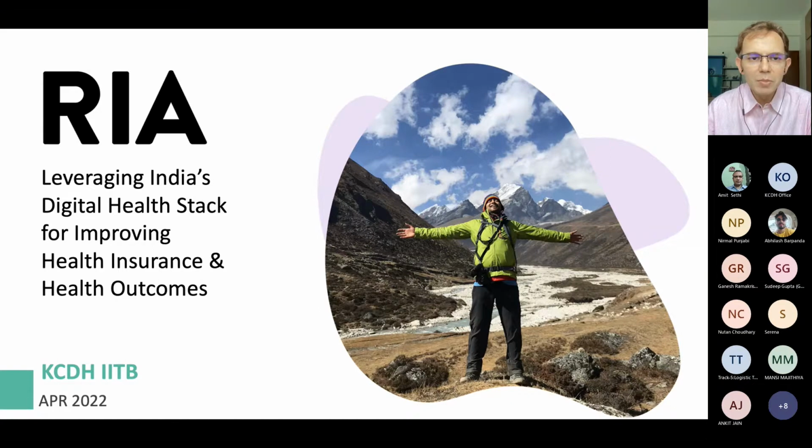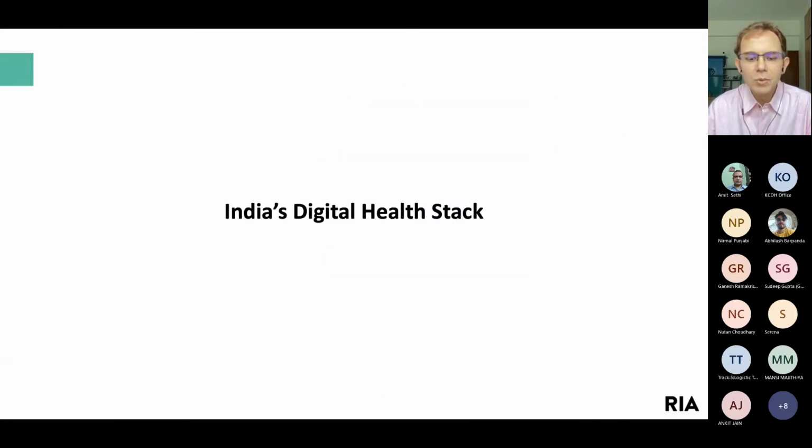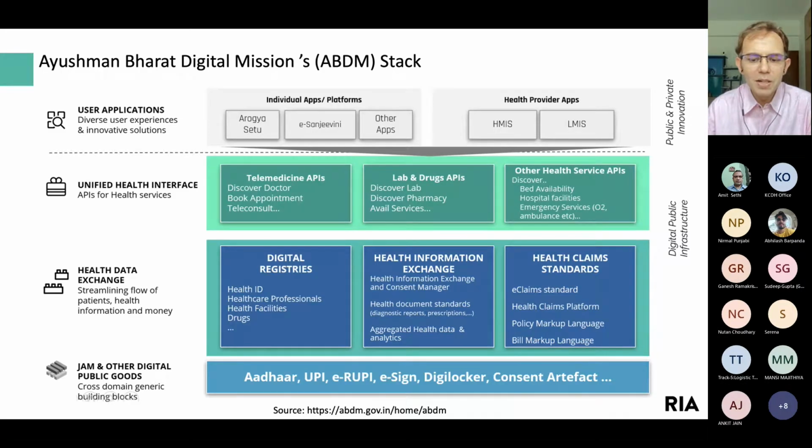Today I'm talking a little bit about India's digital health stack and how we're using it to improve health insurance and health outcomes. I understand that most students here are already familiar with Ayushman Bharat's digital health mission, thanks to the close ties between KCDH, IIT Bombay, and ABDM. But I'll spend a quick minute giving an introduction for folks who don't know much. ABDM is defining some of the core building blocks for digital health in India. And we, as part of the industry and startup ecosystem, are very excited because this has the potential to transform healthcare, much like UPI did for payments in India.